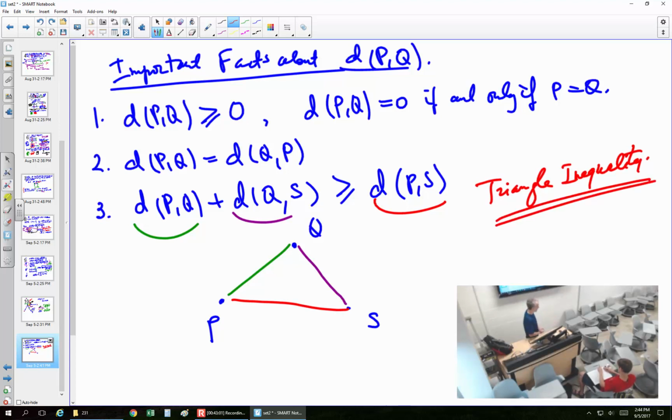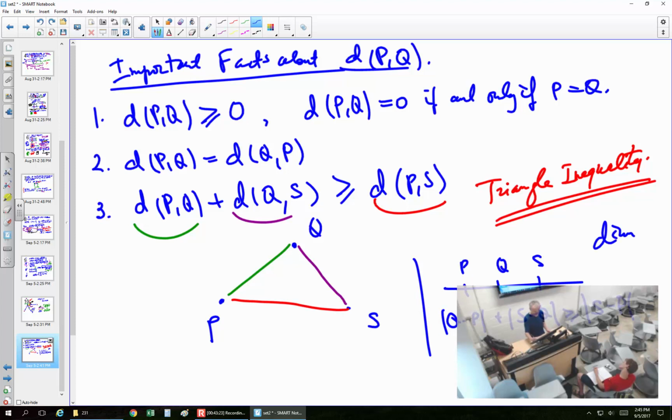It is equally applicable to dimension 1. There could be no triangle there in dimension 1, but it still works. If we talk about real numbers, so this is P, this is Q, and this is S, and you just subtract and take absolute values, then |Q minus P| plus |S minus Q| will be larger than or equal to |S minus P|. Okay, so that's in dimension 1. It is still applicable.